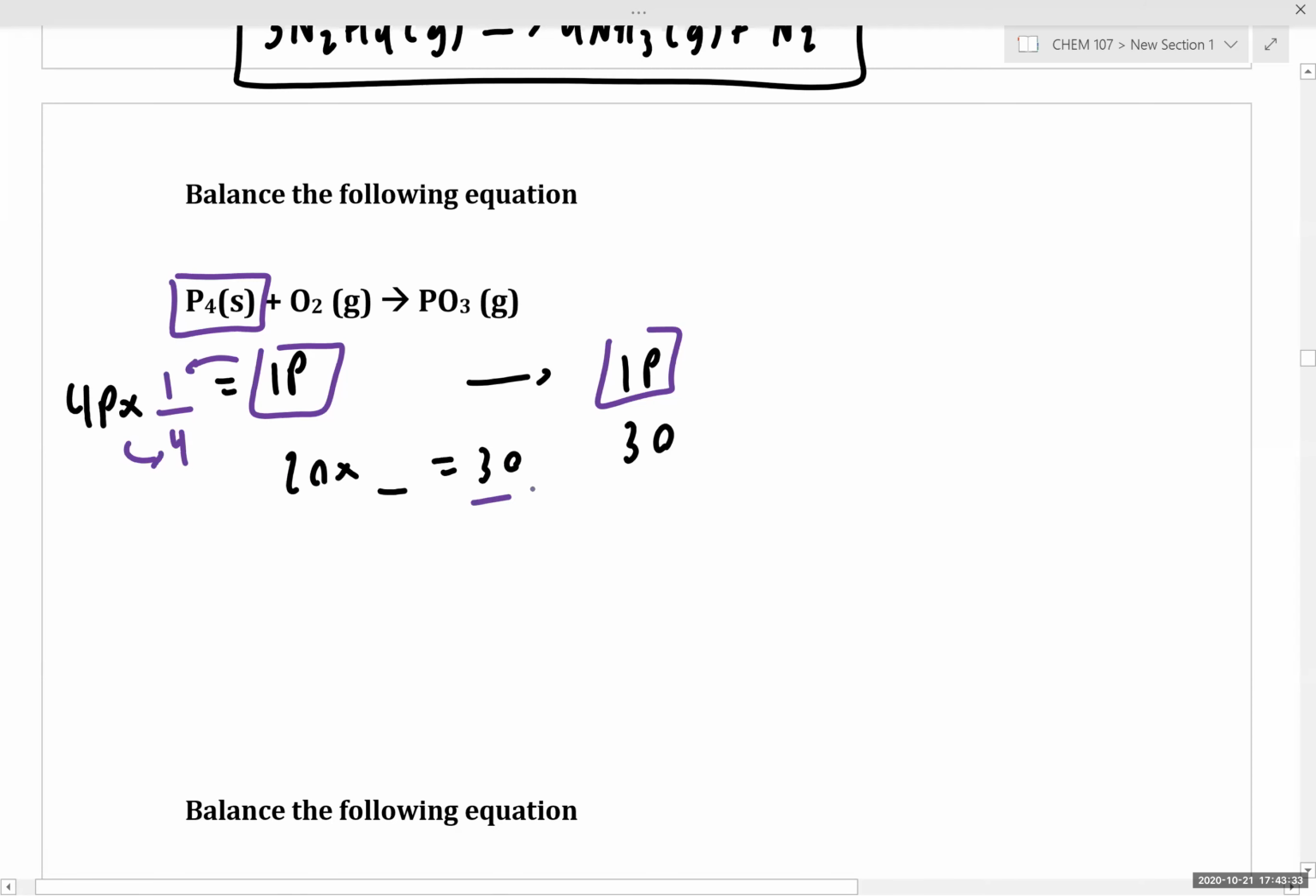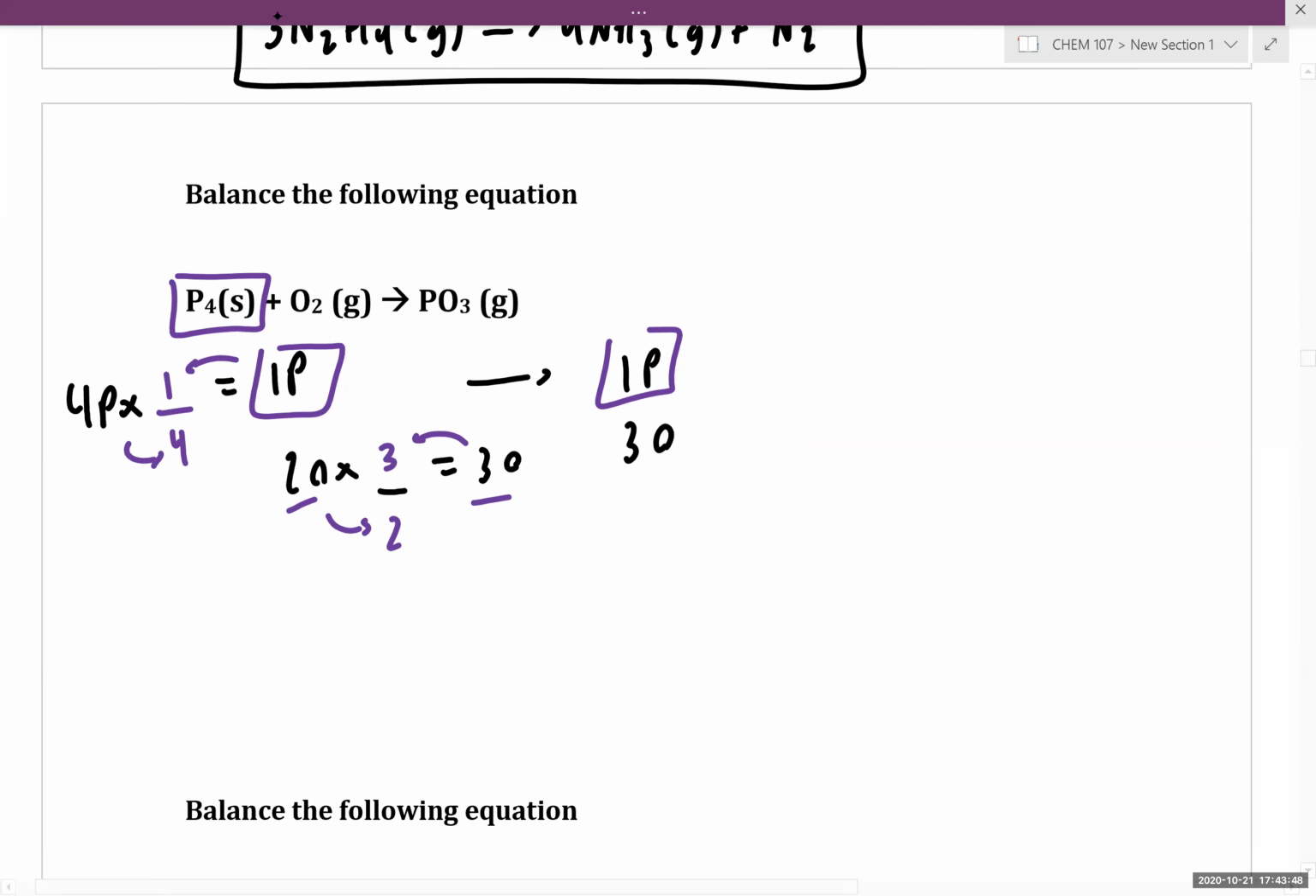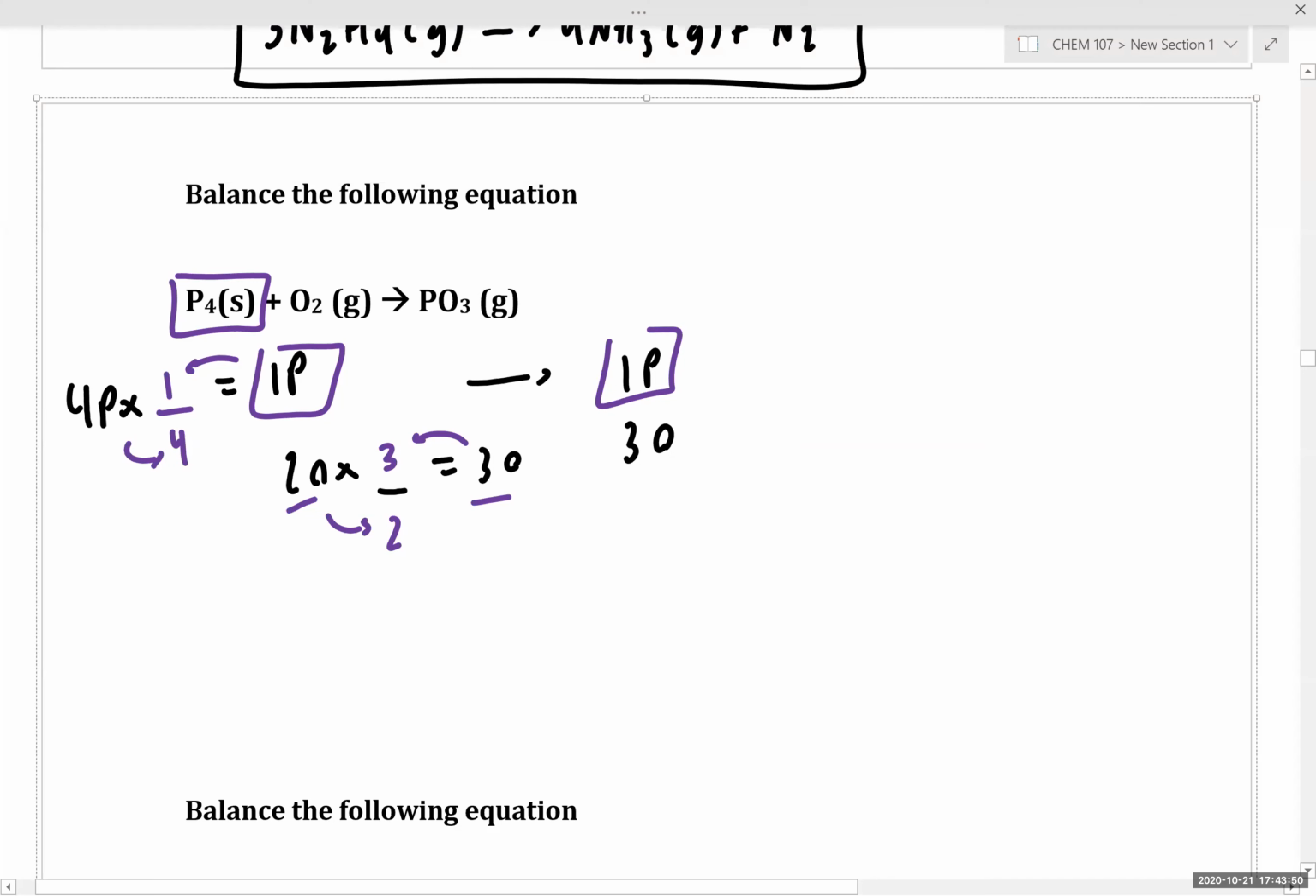Let's look now at this oxygen. If we want 3 oxygens and we start with 2, what fraction do we guess? 3/2. We want 3, we have 2, we put 3 on top, we put 2 on bottom. That in turn gives us the following atom balanced but incomplete chemical equation.